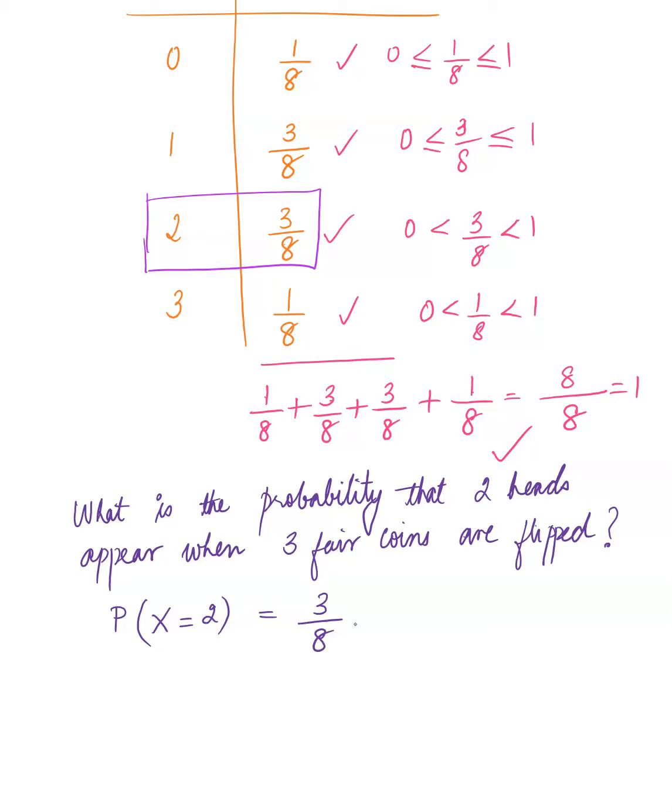If I say, what is the probability that 3 heads appear when 3 fair coins are flipped? You would say the probability of x equals 3 is 1 over 8. All right? It is pretty straightforward. You just look at the row where your random variable occurs and you give the information.